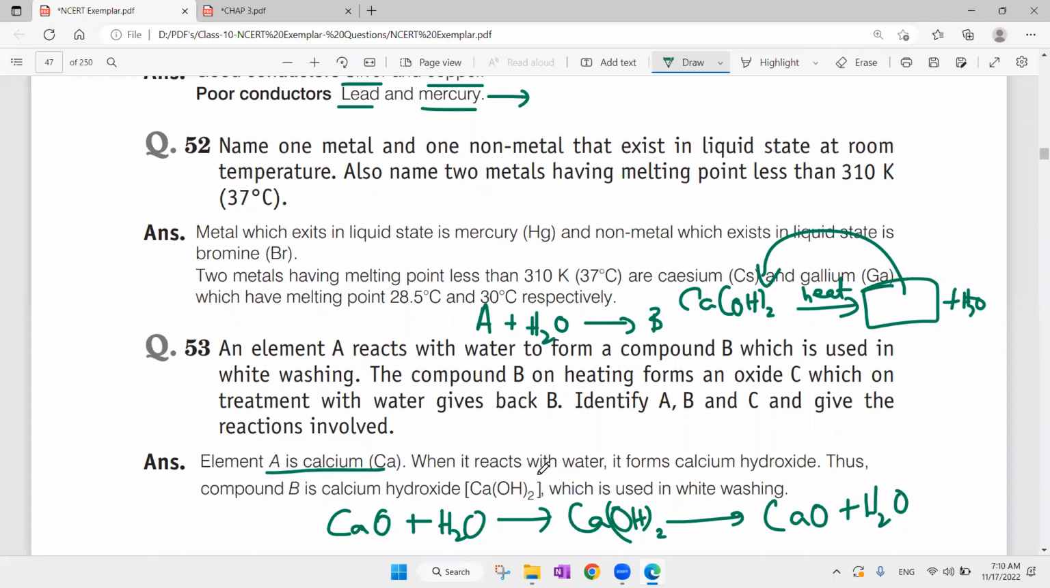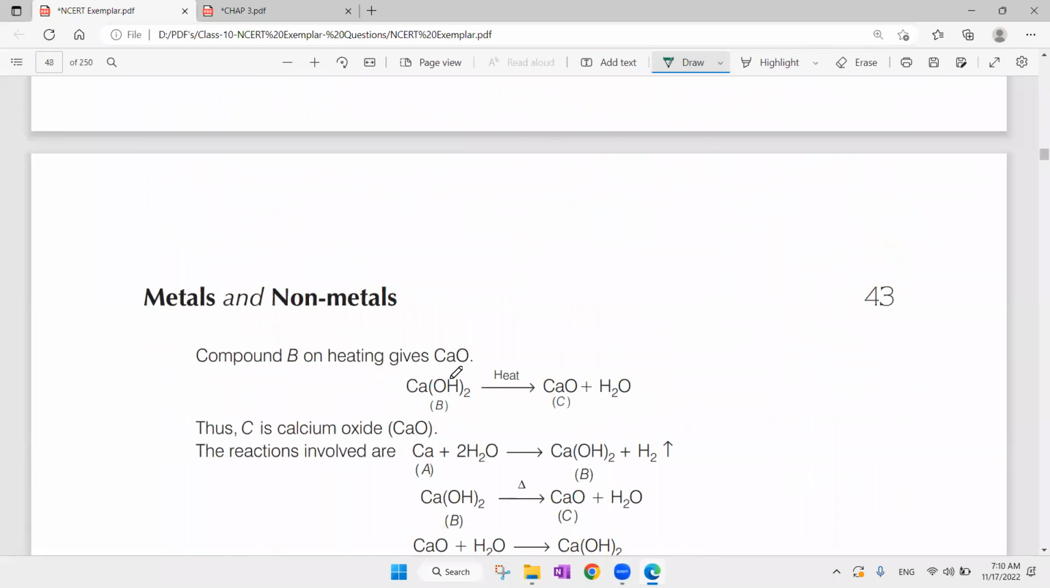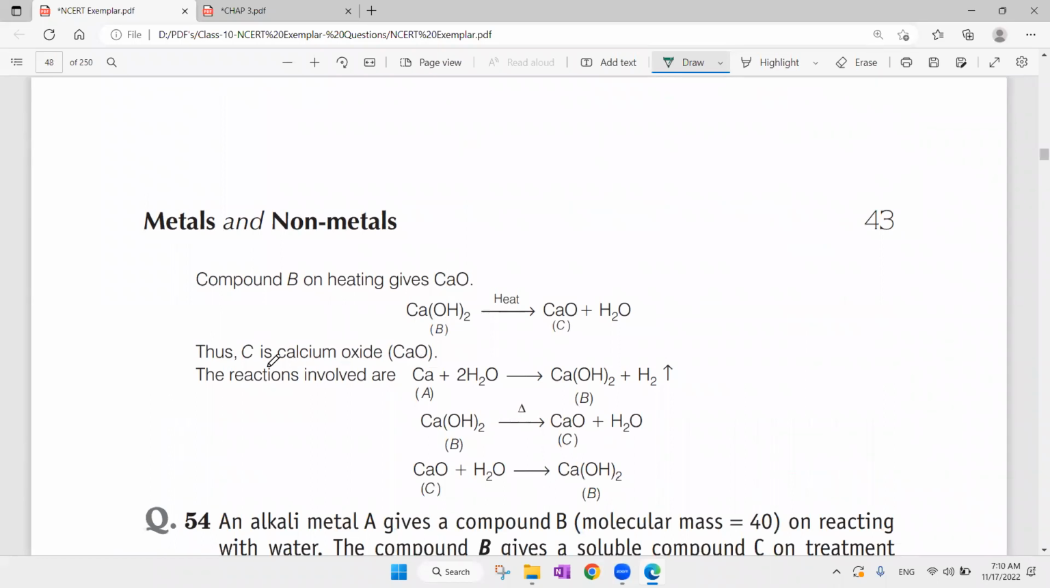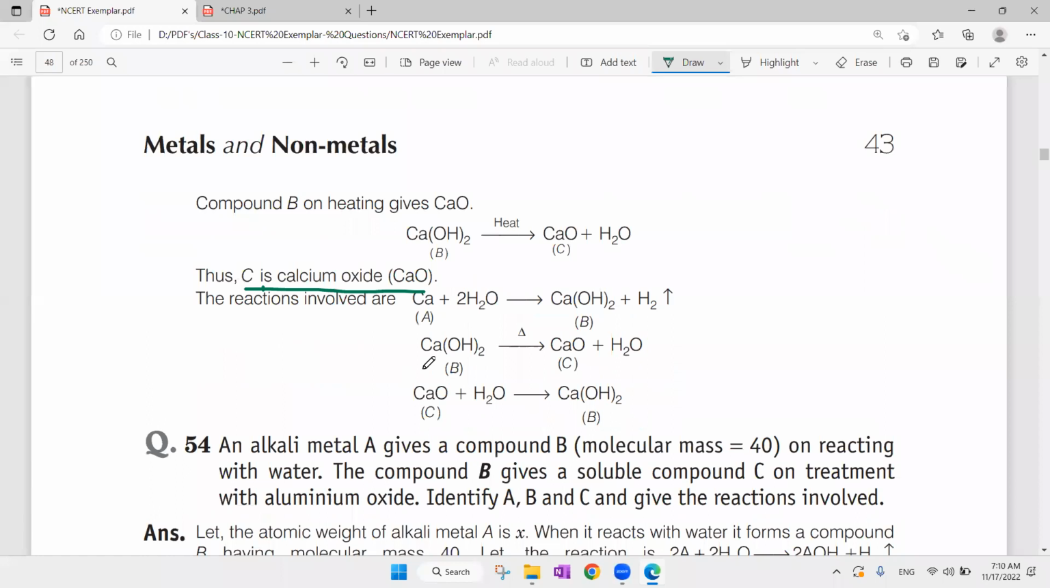Element A is calcium and it forms calcium hydroxide. So B is calcium hydroxide and C is CaO, calcium oxide. That's it. All equations, you can write it.